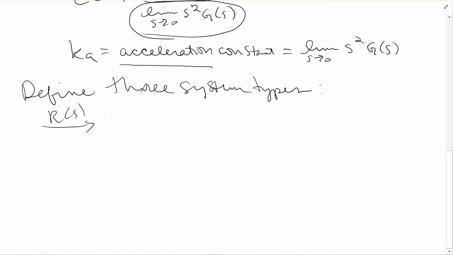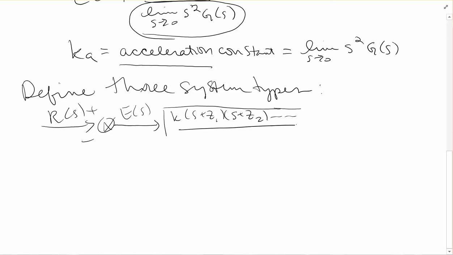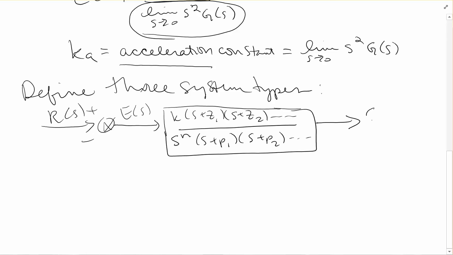Let's draw this picture first. So we're going to have our input. Let's call E of S. That's going to be our error. And then in here we've got our open loop transfer function. So we've got K times S plus Z1 times S plus Z2, so on and so forth. And then on the denominator we're going to have S to the nth power times S plus P1 times S plus P2. So on and so forth. And then we've got our output. Alright, so that's going to be a unity feedback.